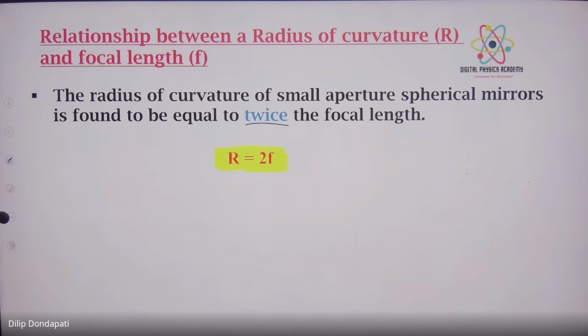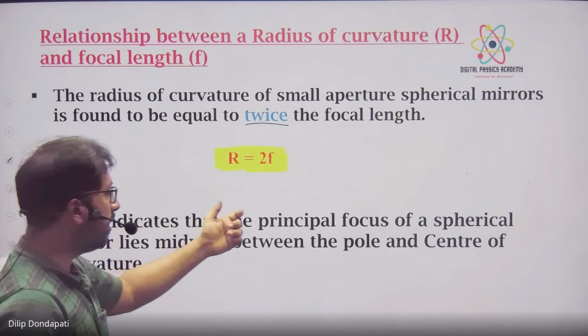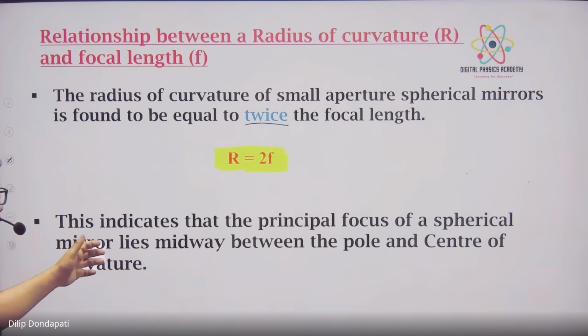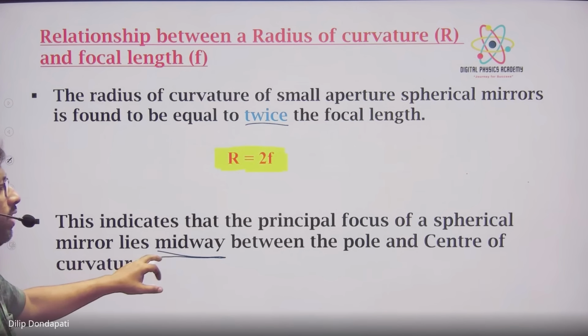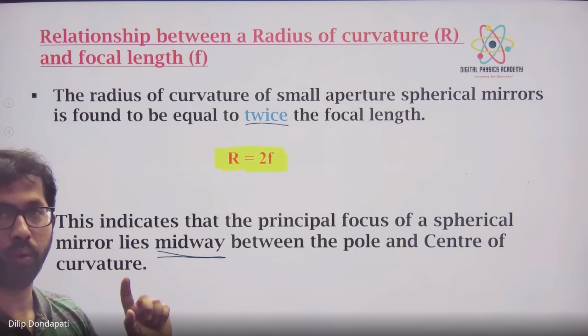R equal to 2F means that the principal focus of a spherical mirror lies midway between the pole and the center of curvature. So the focus is exactly in the middle between the center of curvature and the pole.